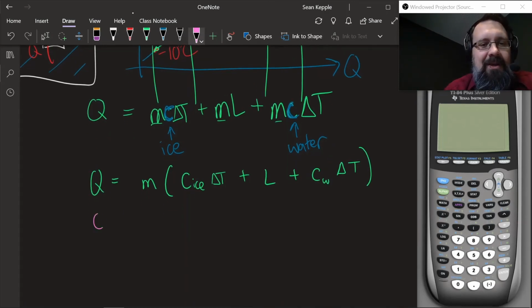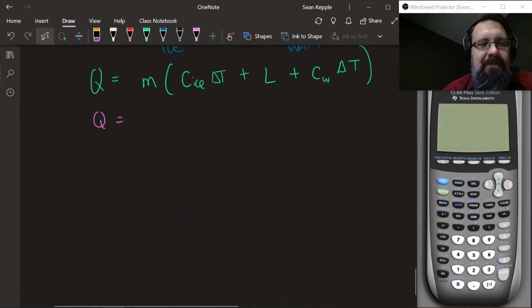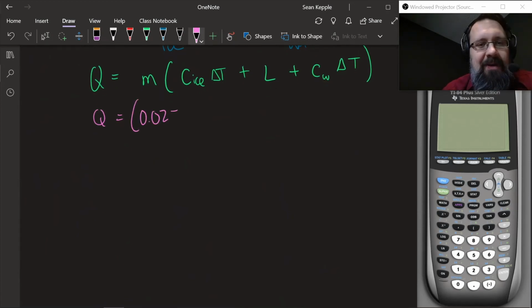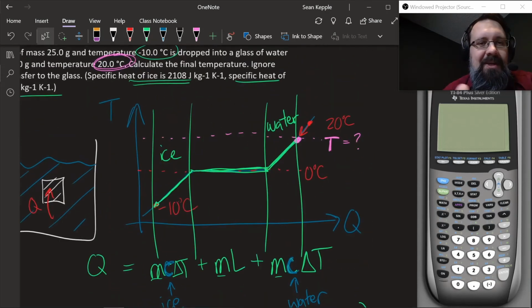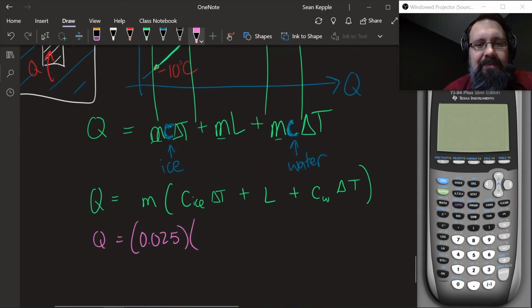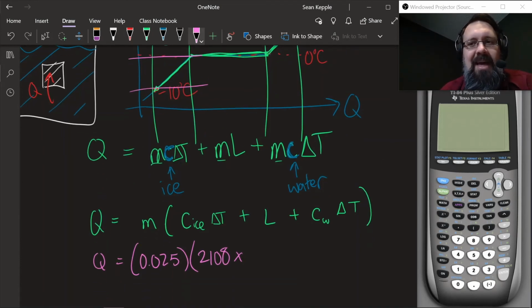Okay, here we go. The heat that the ice gains starts with the mass of the ice, which we have to look up. It was 25 grams, so that's 0.025. We're going to multiply by the specific heat of ice, which was also given to us as 2108. We're going to multiply by the change in temperature. The ice was raised from a starting negative 10 to a final of 0, which is when it started to melt. Remember that this is just when it's ice, because once it reaches 0, it's no longer ice. It's going to start turning into water. That change in temperature is 10.